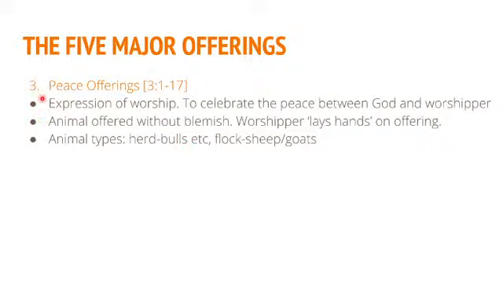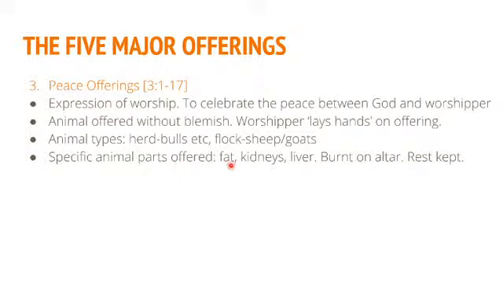The specific animal parts that were offered were the fat, the kidneys, and the liver. These parts were burnt on the altar, but the rest of it was kept, right? The rest of the offering was kept. So that is how it worked. Remember, this is a little different. Remember the burnt offering, the entire animal was burnt up, not this one. This one, only certain parts of the offering were given on the altar.